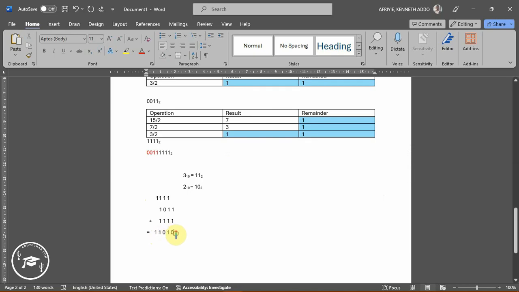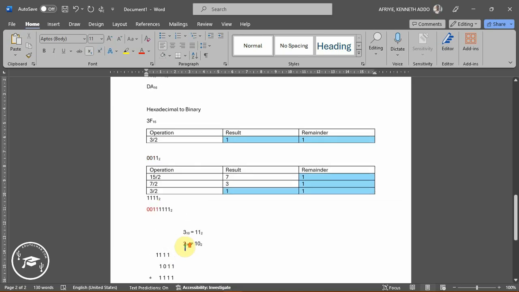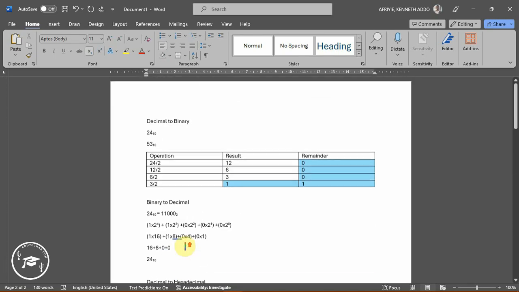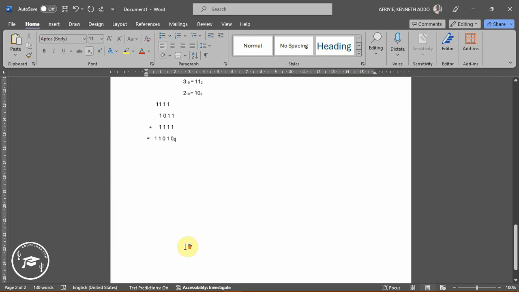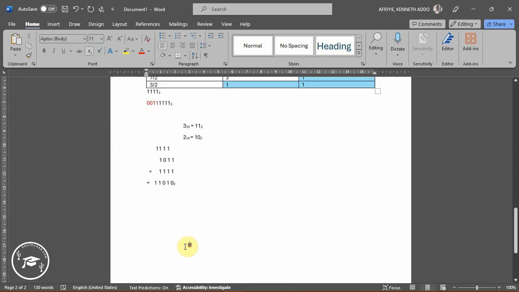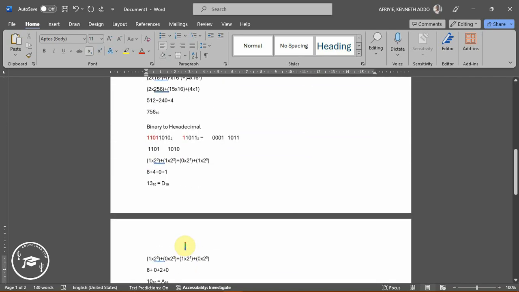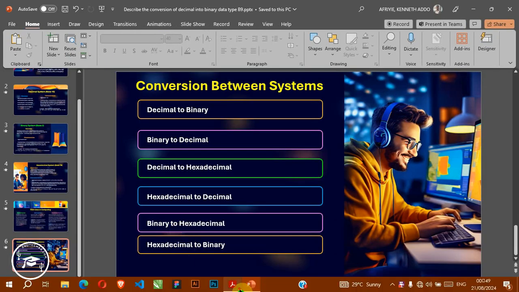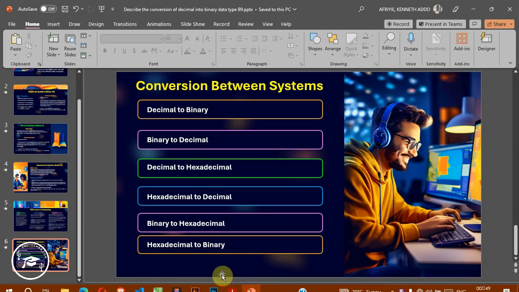Great. So this is how we add two binary numbers to get another binary. So adding 1011 to 1111 will give us 11010. Right. So we've covered a lot in this lesson. We've been able to convert all these numbers into their respective bases. Right. So this is where we will end the first indicator lessons.